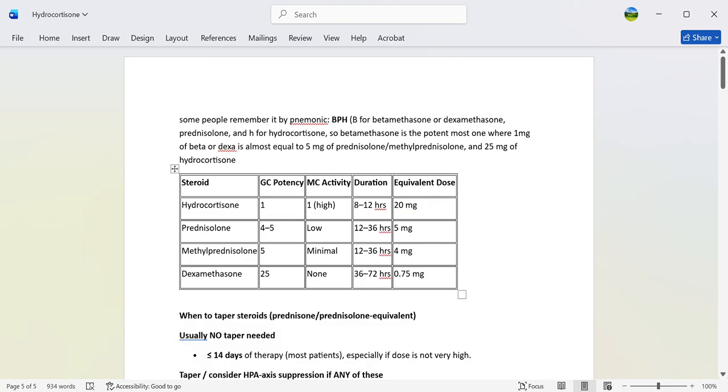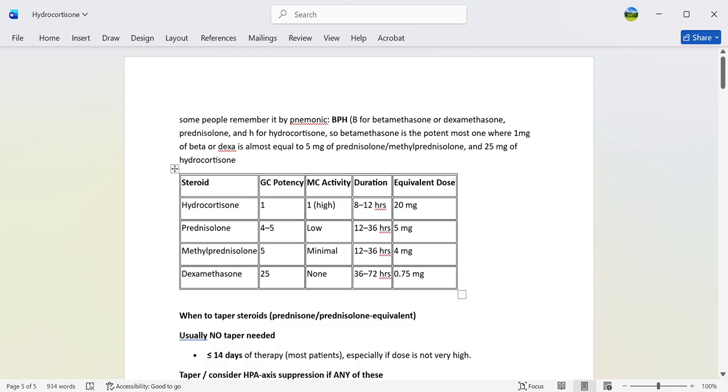So for this there's a formula, BPH. B stands for betamethasone or dexamethasone. P for prednisolone or methylprednisolone. H is for hydrocortisone. So 1 milligram of dexa or betamethasone is equivalent to 5 milligrams of prednisolone or methylprednisolone, and 1 milligram of dexamethasone is equivalent to 20 milligrams of hydrocortisone.